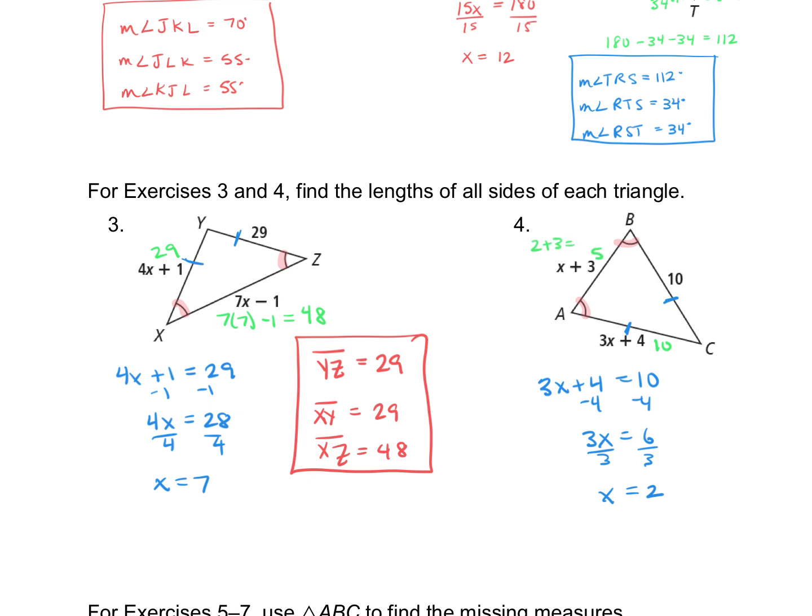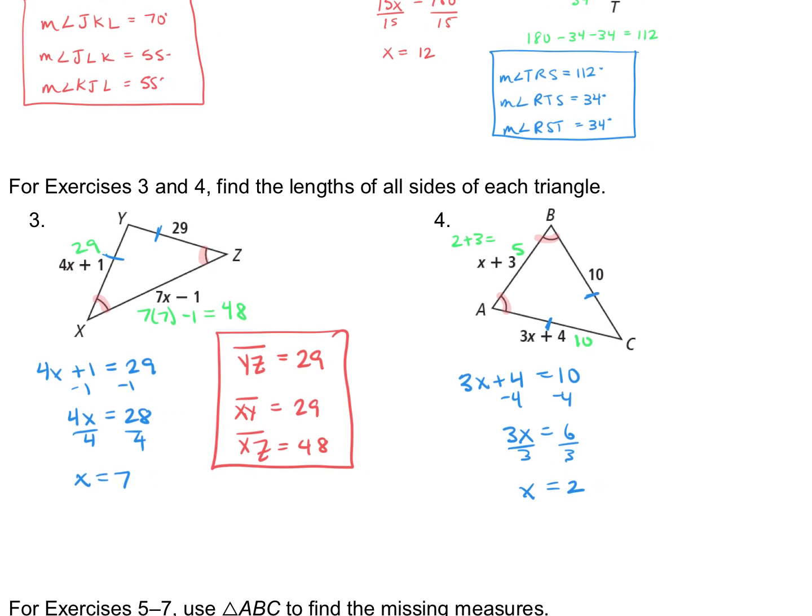So to write out our answer, though, let's just make sure we're really solid with our notation. We know that AB, segment AB, is equal to 5, BC is equal to 10, and CA is equal to 10.